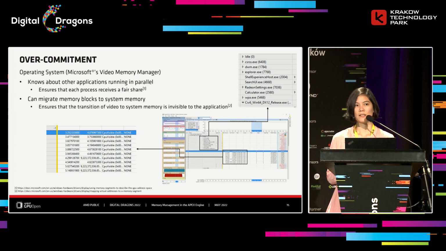So the operating system knows about all these processes, and it also makes sure that each of these processes has a fair share of memory. And the operating system is in charge of migrating allocations. So it's the operating system that decides if and what allocation should get migrated to system memory in case there's not enough video memory available anymore. And this tool is one from Microsoft, and it basically shows you what the operating system sees. It shows you all the live processes, and also the allocations that got migrated to system memory.